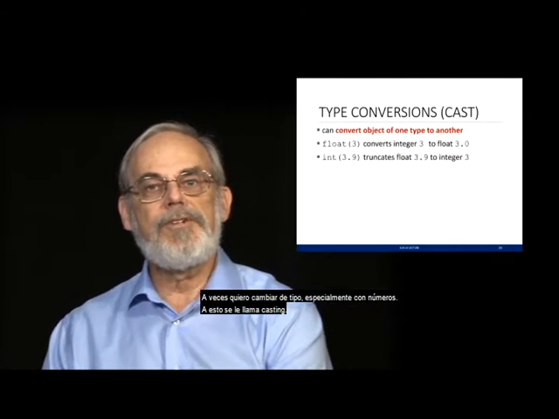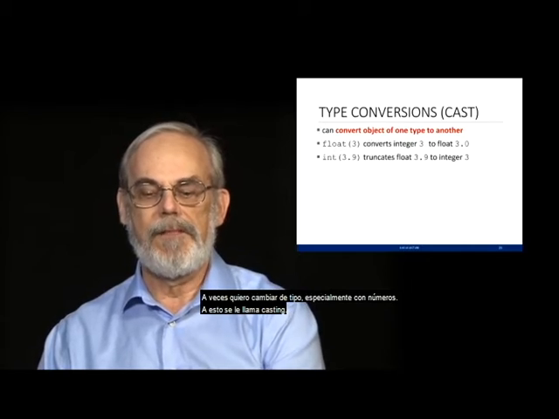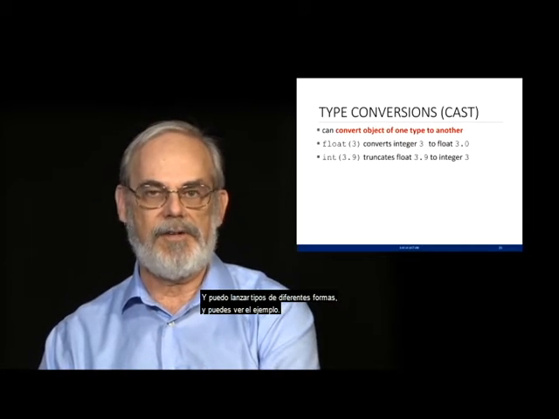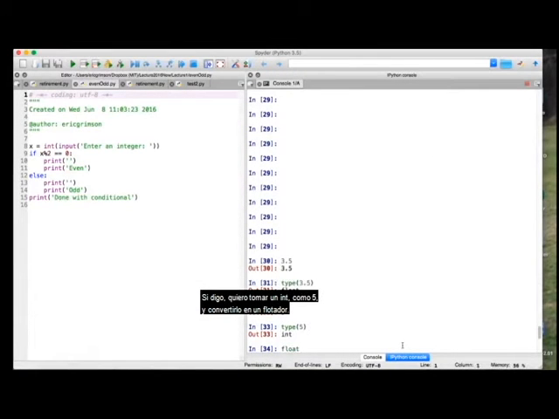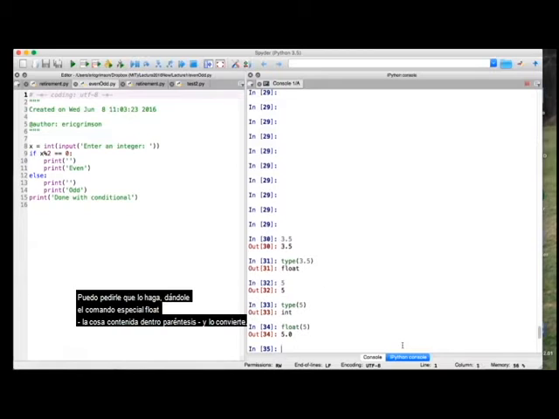Sometimes I want to change types, especially with numbers. This is called casting, and I can cast types of different forms. And you can see the example. If I say I want to take an int, such as 5, and turn it into a float, I can ask it to do so by giving it the special command float, the thing contained within parentheses, and it converts it. The other direction also works.